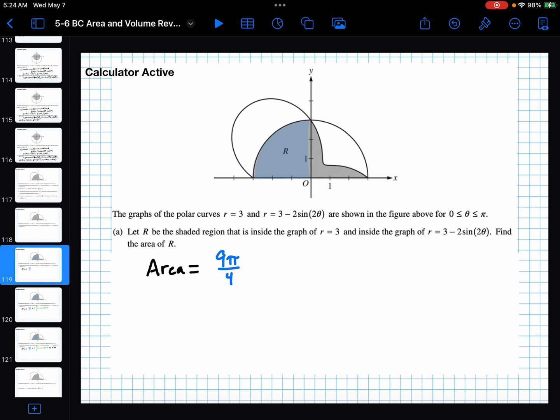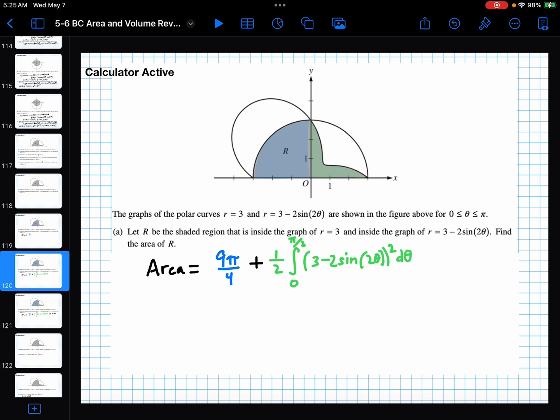In quadrant 1, the shaded part is just bounded by the other curve, r equals 3 minus 2 sine of 2 theta. So that's going to be my radius in my definite integral there. I'm starting on the x-axis, so that's an angle of 0. I'm going up to the y-axis, so that's pi over 2. I just apply that formula. I go to my calculator, and I get that.